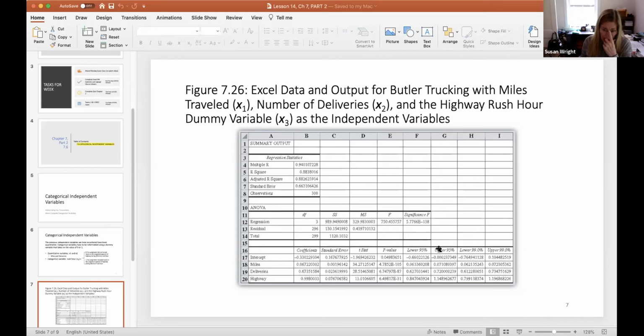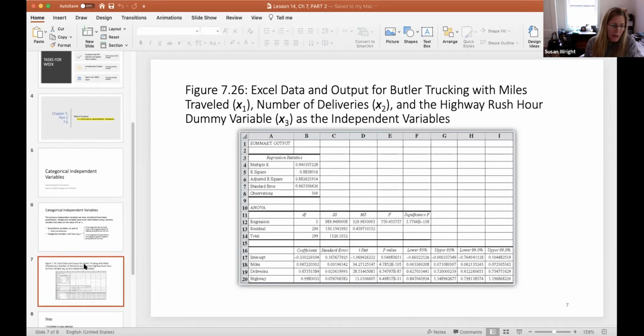So this was 95 here, and this was 99. So this would be a 5% level of significance. This would be a 1% level of significance. So that's what your output looks like. We're going to continue with that.